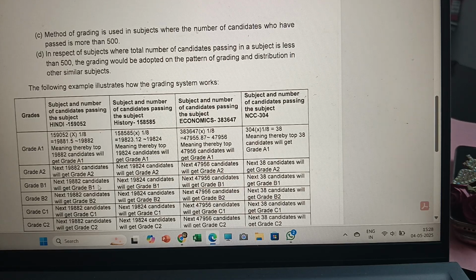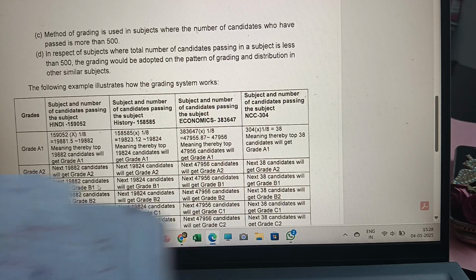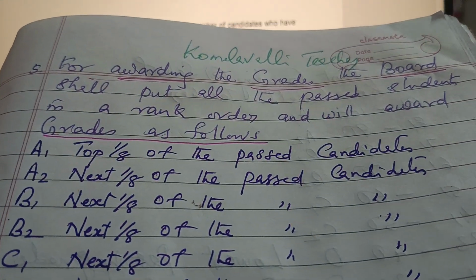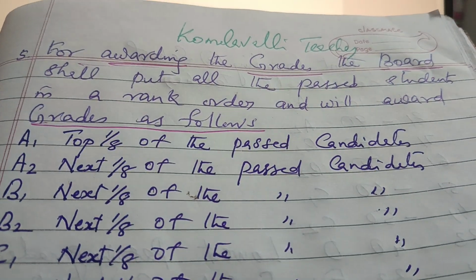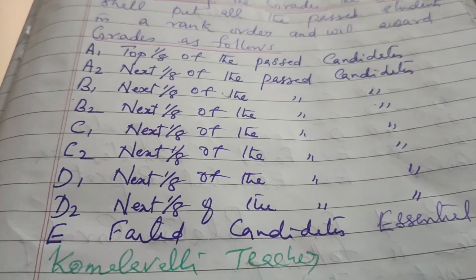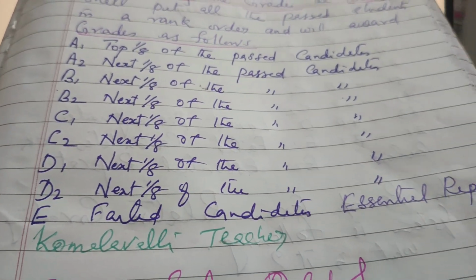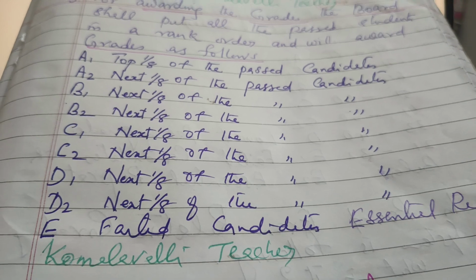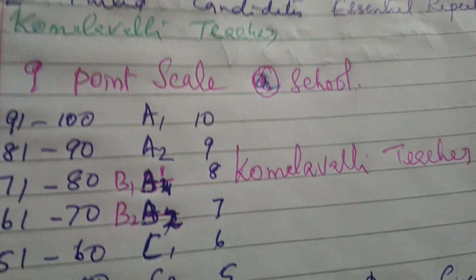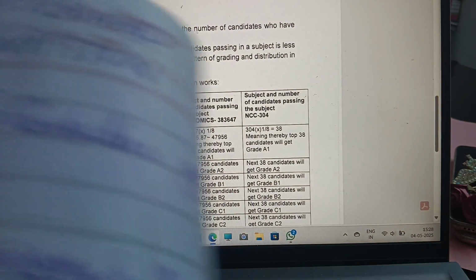So that way it comes. That is how the relative gradings have been done. And so here, for awarding the grades, the board shall put all the past candidates in a rank order and will award grades as follows. Same thing I wrote it here: A1, A2, B1, B2, C1, C2, D1, D2 and E. And this is the other thing what I wrote first.